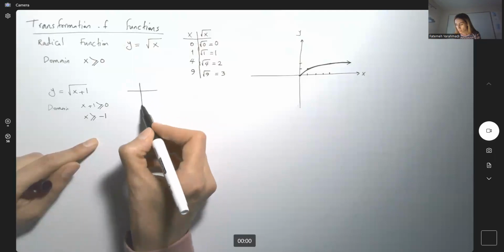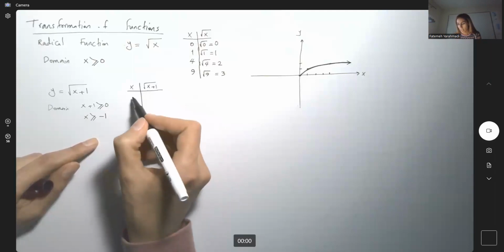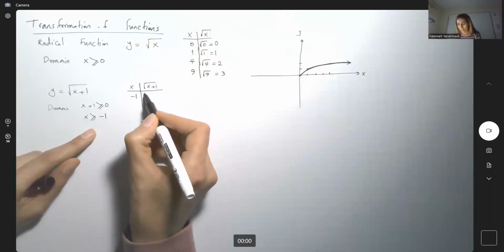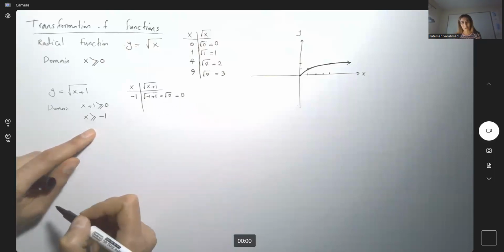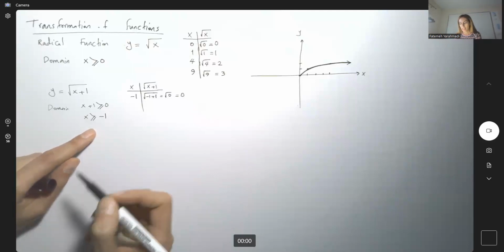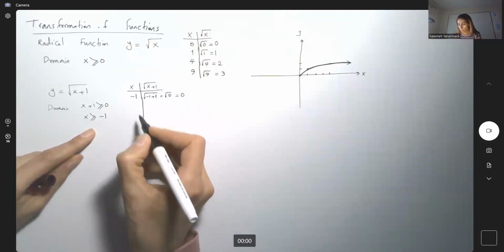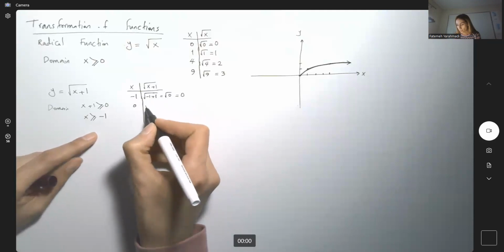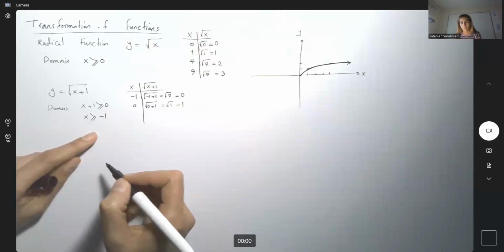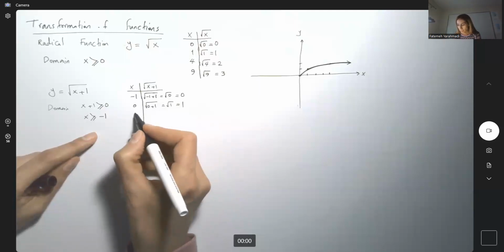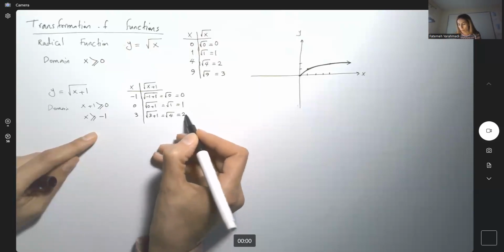So take a look at it. I have x, I have square root of x plus 1. So in this case, if I plug in negative 1, I get square root of negative 1 plus 1, or square root of 0, or 0. So the x-intercept happens at negative 1. So we can plug in more values. Suppose I plug in 0. I get square root of 0 plus 1, or square root of 1, or 1. For example, let's plug in 3. If I plug in 3, I get square root of 3 plus 1, or square root of 4, or 2.